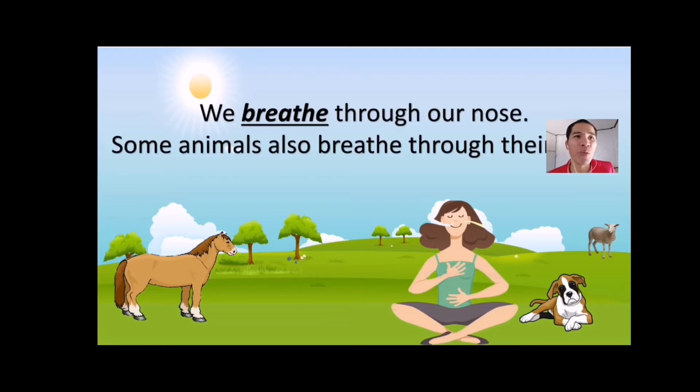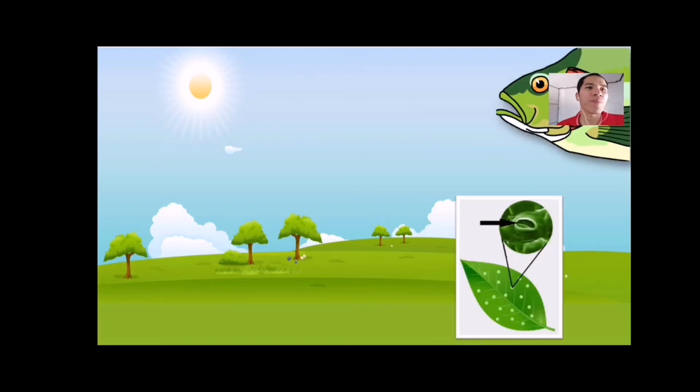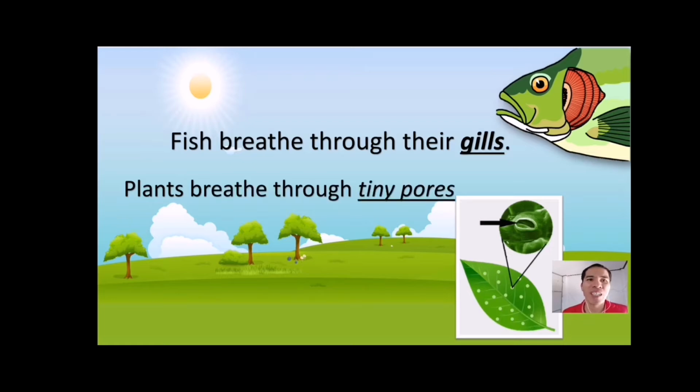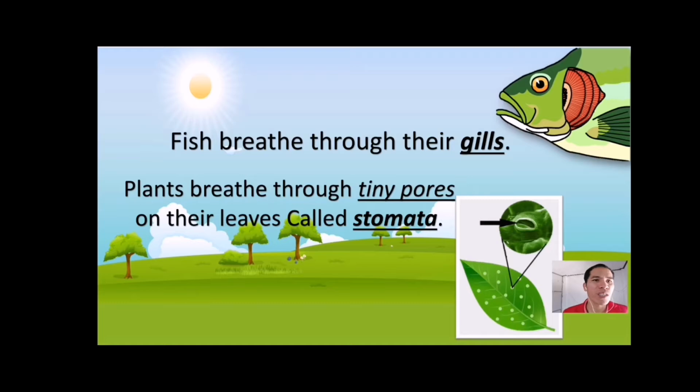Living things breathe. We breathe through our nose. Some animals breathe through their nose. Fish, like this, breathe through their gills. Plants breathe through tiny pores on the leaves called stomata.